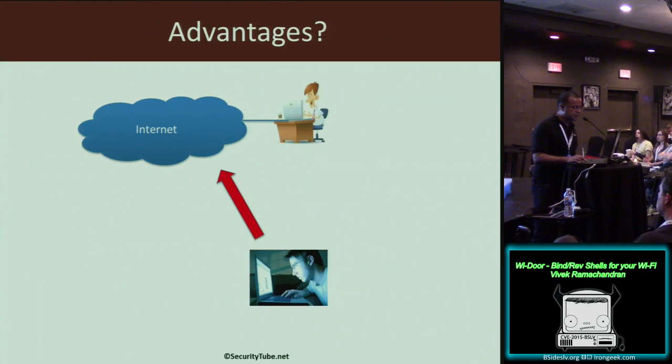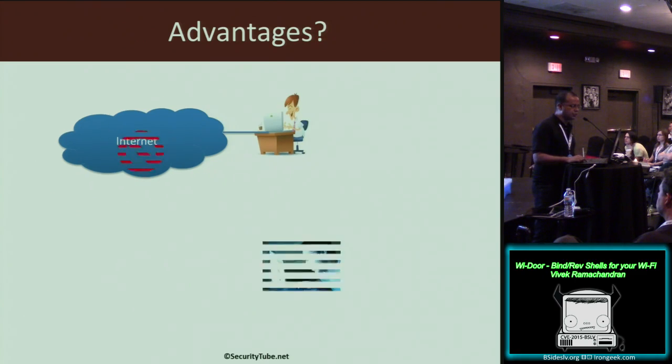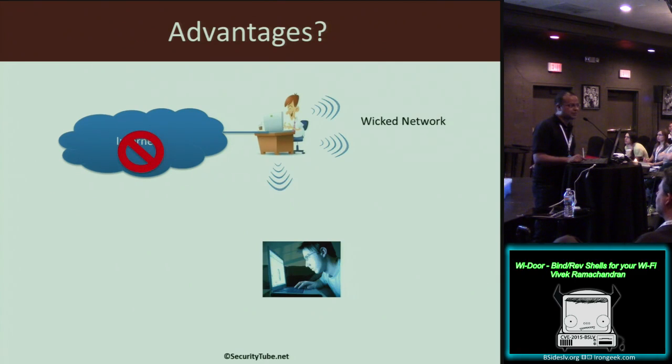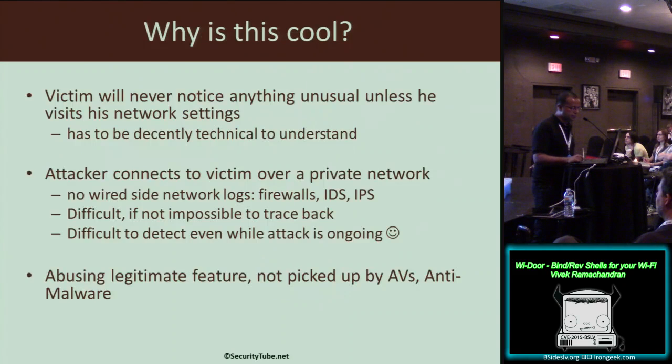What are the advantages? Well, in a regular attack, you'd probably have to use some common network in between to connect to your victim. In this case, you're using your own little private network to connect to the victim. Why is this interesting? As I mentioned, the victim never notices anything unusual unless he actually checks his network settings. How many of you check your network settings every day, week, month, ever?